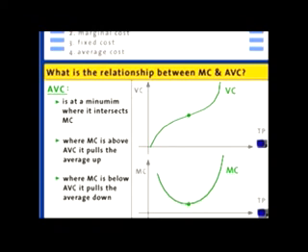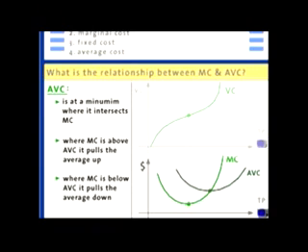Now, how did I draw this curve the way I did? I drew it because I know that any time marginal cost is above average variable cost, it's pulling the average up. The AVC will be increasing. Anytime marginal cost is below average variable cost, it's pulling the average down. The average will be decreasing. That means that if average variable cost is its usual U shape, the bottom of the U, the minimum point, has to occur where it touches the marginal cost curve, where it cuts through it.